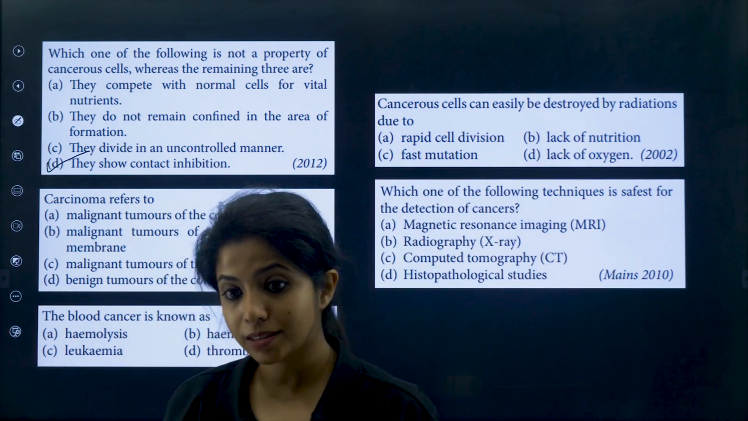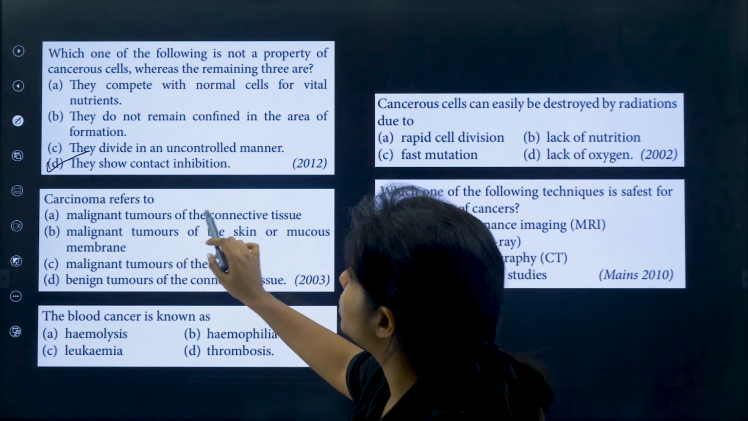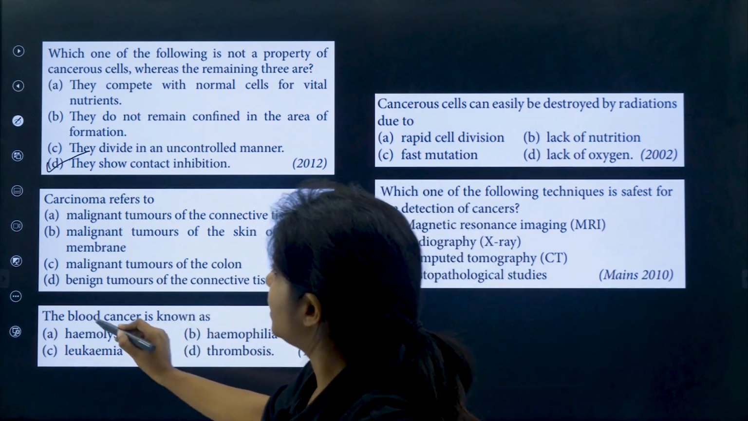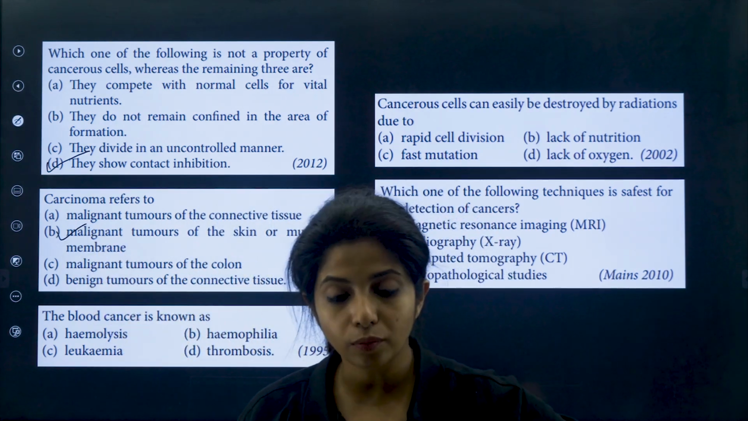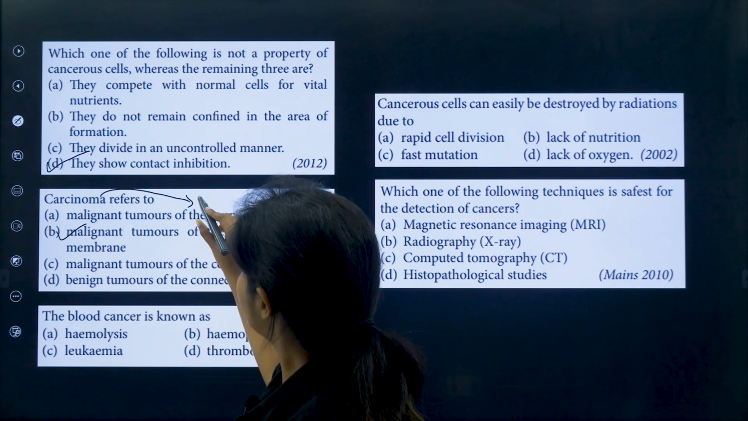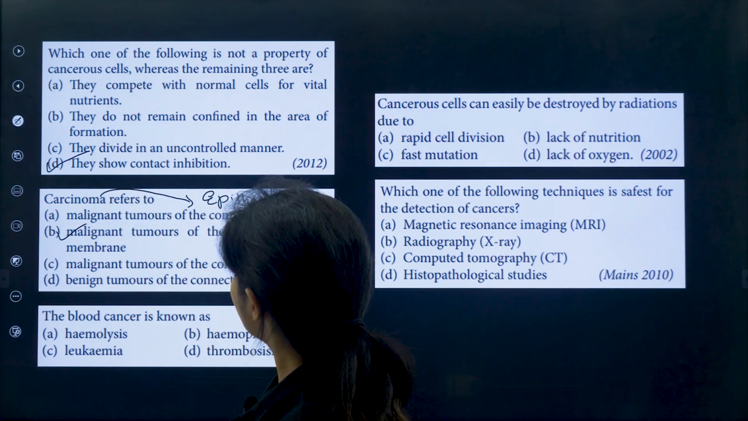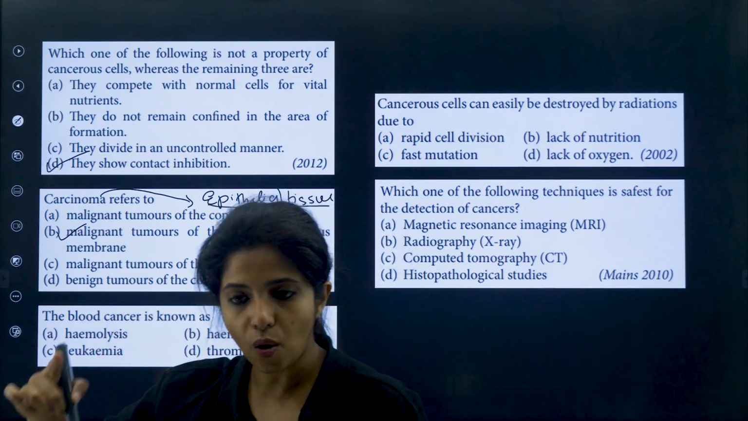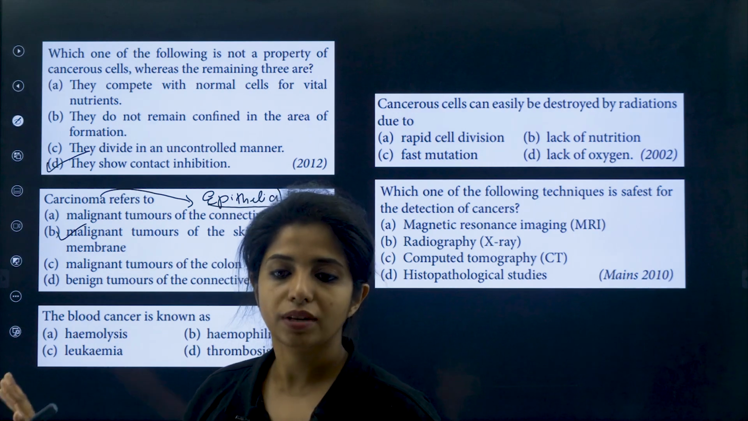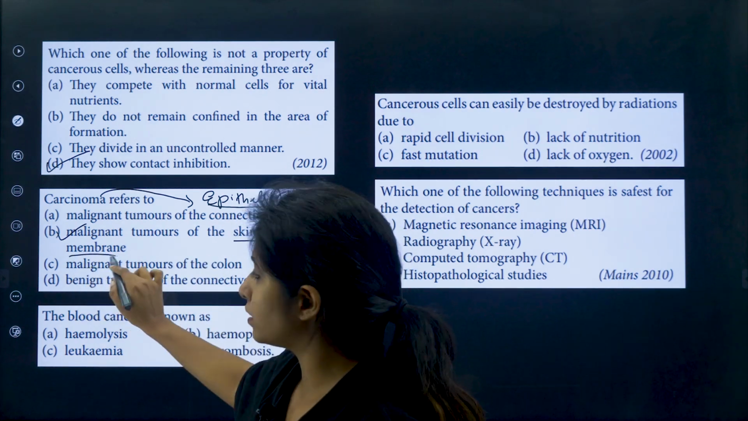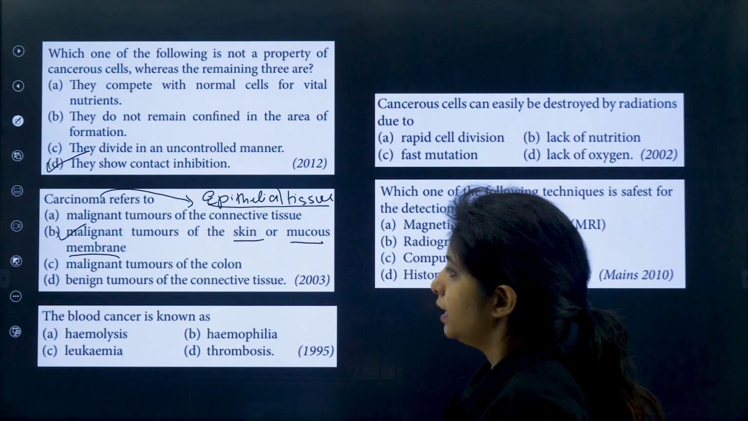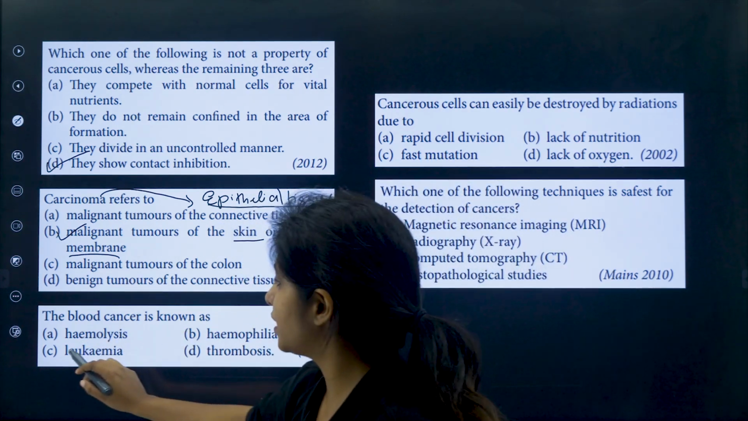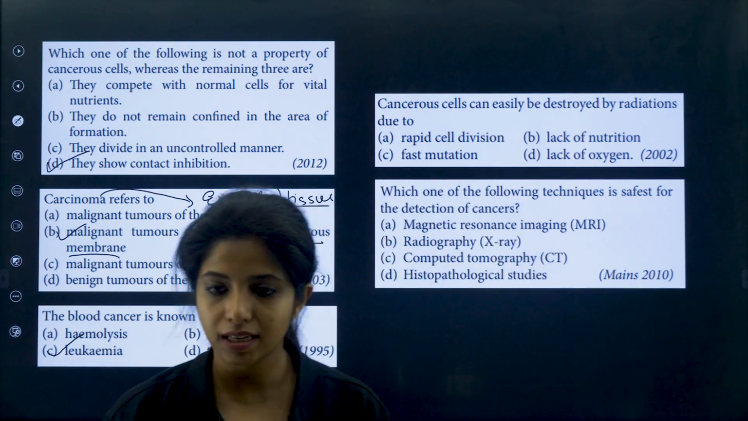Carcinoma, what do you mean by carcinoma? It refers to malignant tumors of connective tissue, malignant tumors of skin and mucus, malignant tumors of colon. Basically it refers to malignant tumors of skin and or mucous membrane. Carcinoma means the cancer cells which are going to affect the epithelial tissue in some or the other way. Epithelial as in the tissues which are going to cover your organs or your bodily structures, everything. So skin and the mucous membrane is one such thing. Now the blood cancer is known as, tell me children, we studied about it. The blood cancer is known as leukemia. It's a very easy question, right?